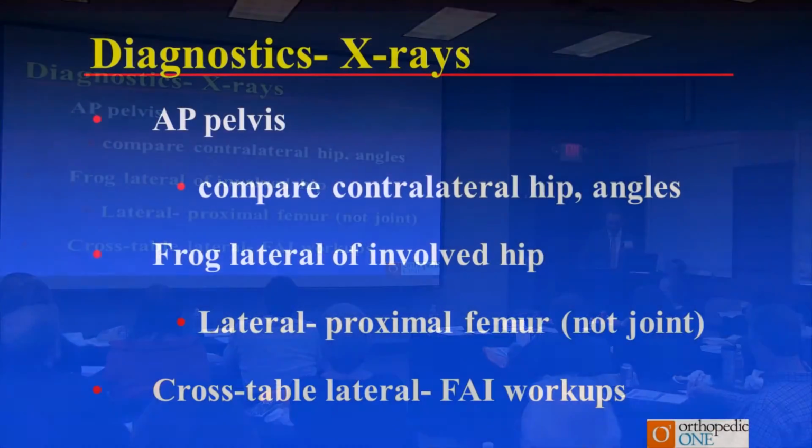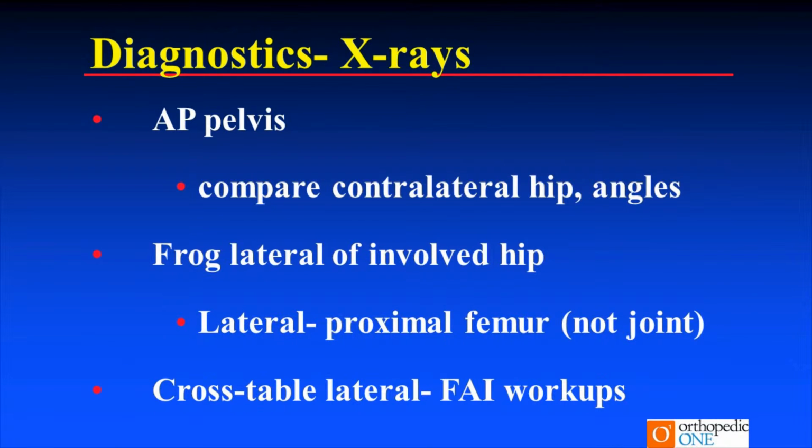So diagnostic x-rays, we saw these a lot. Compare to the contralateral side, AP pelvis, so you can see both hips. Is that normal narrowing or not? We'll compare to the other side. So that's why you get an AP pelvis. Frog lateral. We measure alpha angles like Dr. Reeder showed on the MRI.